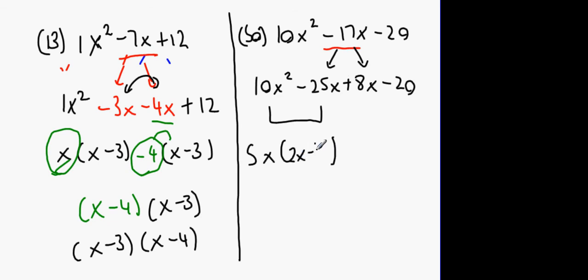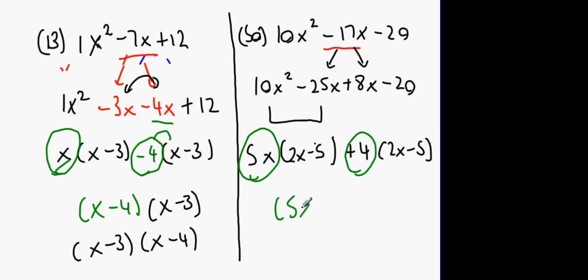And then we already know 2x minus 5 over here, don't we? So what number has to go in front of the bracket to make it turn into an 8x? Plus 4. And then finally we do our little trick again. 1 and 2. And then we get 5x plus 4 into 2x minus 5. Is that okay?